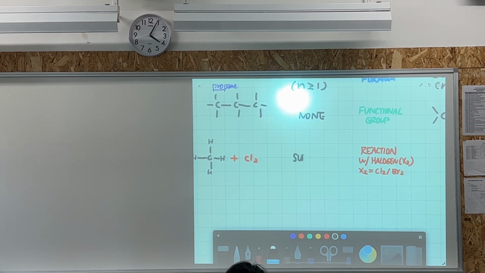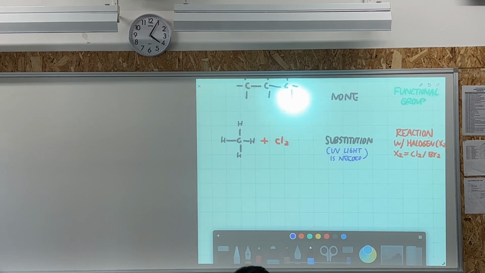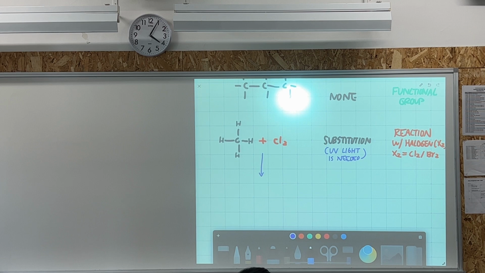Substitution. Alkane undergoes substitution. And substitution has this requirement for UV light. So UV light is needed. If there's no UV light, substitution cannot occur. Can you draw an arrow here and write down UV light? No UV light means the reaction cannot progress at all. And what does substitution mean? Remember, substitution means something goes in, something comes out, right? You can look at chlorine as Cl-Cl and think about what the word substitution means. Can you predict the product when I swap one H for one Cl?